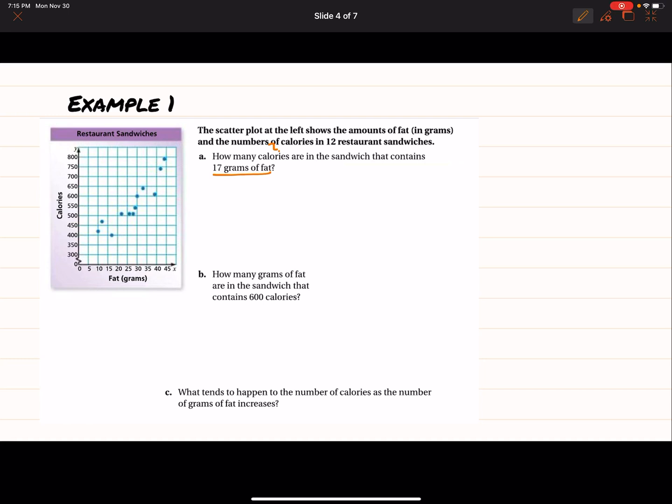So if I find 17 grams of fat, which is approximately right there, and I want to know how many calories, I'm going to basically create a line and follow it up to that point. And then I can look over at the axis and I can see that that is approximately 400 calories. So how many calories are in the sandwich that contains 17 grams of fat? The sandwich has 400 calories.